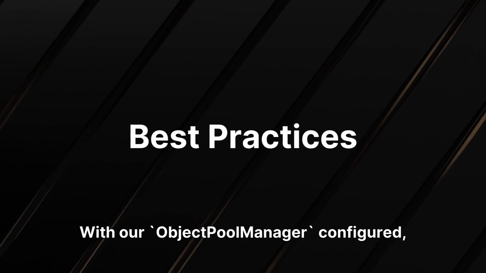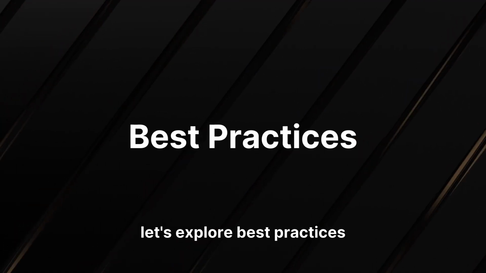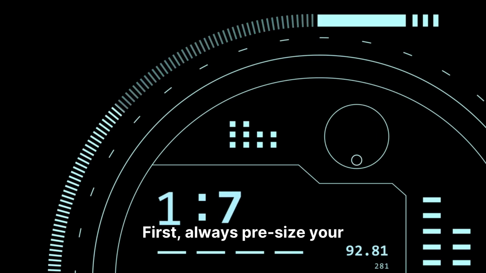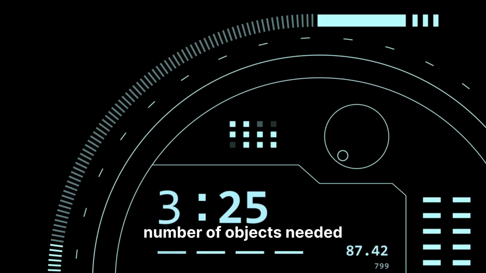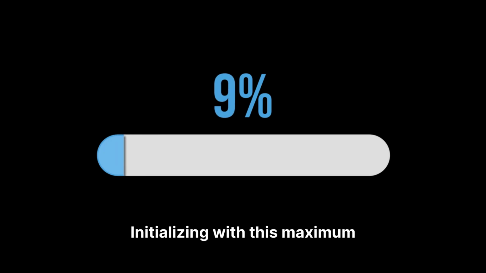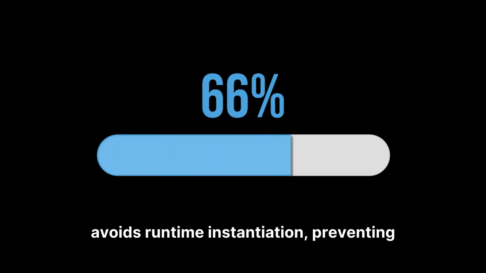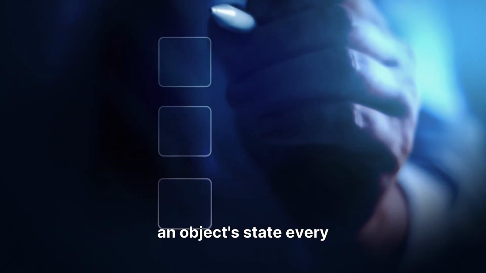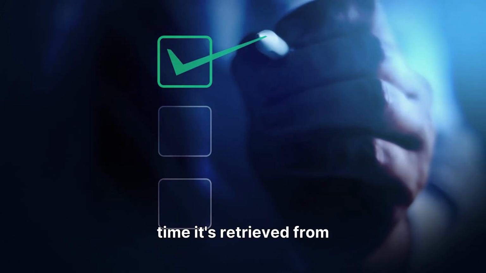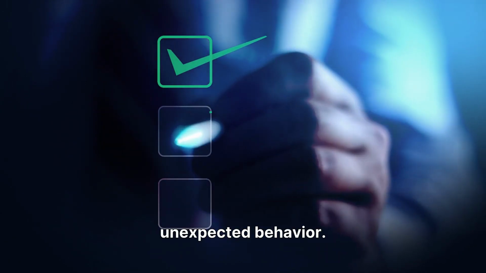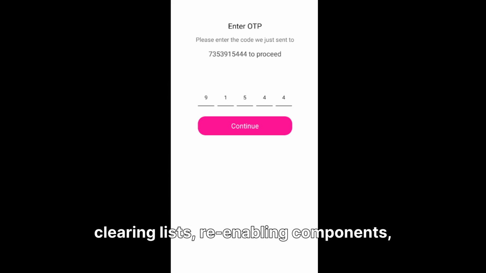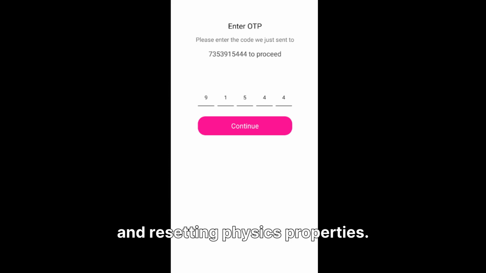With our Object Pool Manager configured, let's explore best practices for optimal performance. First, always presize your pools to the maximum number of objects needed during peak usage. Initializing with this maximum avoids runtime instantiation, preventing performance spikes, and ensuring smooth gameplay. It's crucial to reset an object's state every time it's retrieved from the pool to prevent unexpected behavior. This includes resetting variables, clearing lists, re-enabling components, and resetting physics properties.